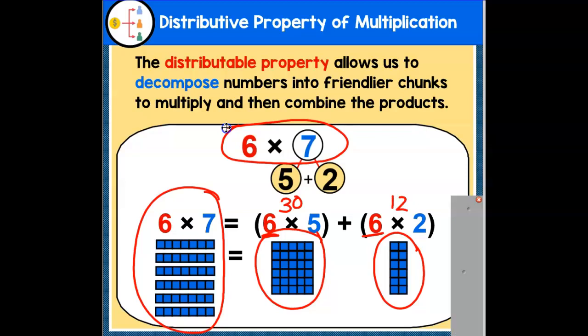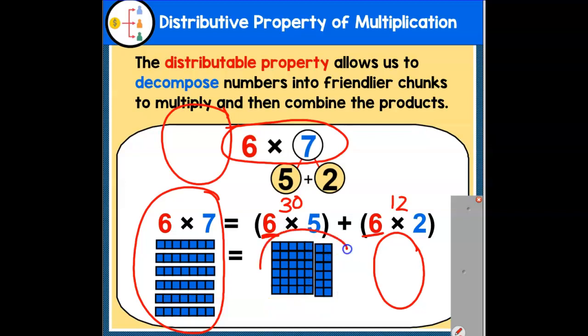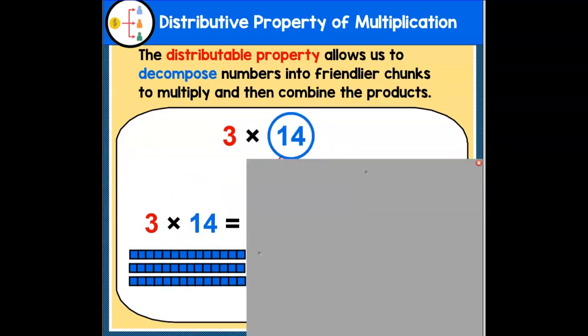So then what I would just do is take the 30 and the 12 and add them back together, because remember up here we broke them or decomposed them, so once we find the product of each part we have to put them back together to get our total of 30 plus 12, which would be 42. So again, it's an easier way maybe to figure out a product of a number I didn't know the factors. Okay, so let's look at another example.